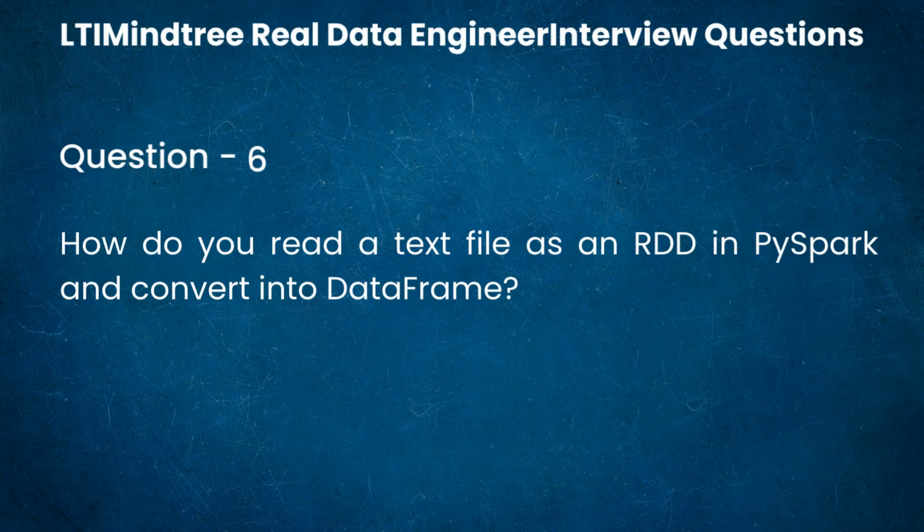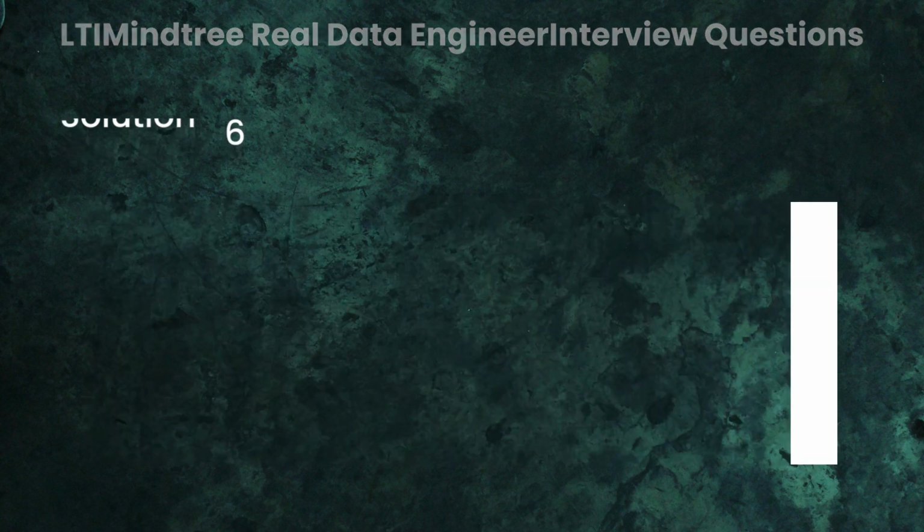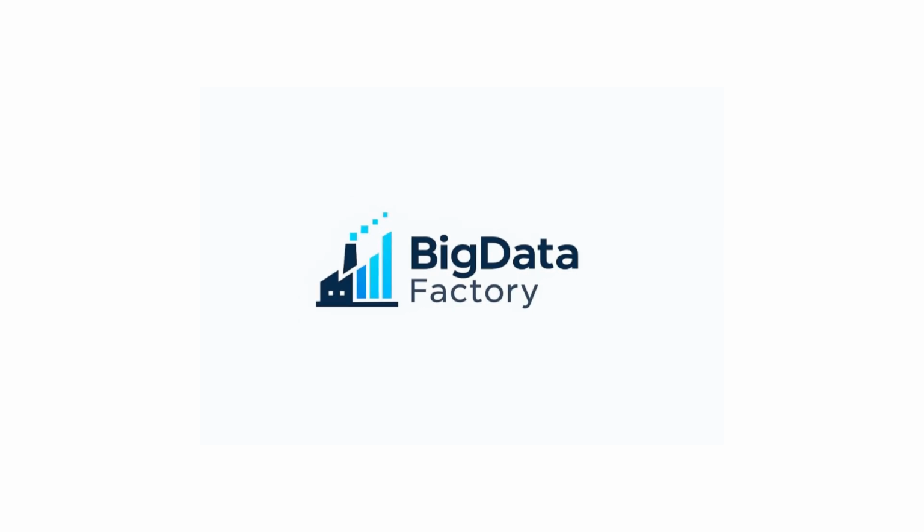And coming to the next question, how do you read a text file as an RDD in PySpark and then convert it into a data frame? To read a text file as an RDD in PySpark, we use the sc.textFile method which returns an RDD where each element is one line from the file. And then to convert that RDD into a data frame, we can use the .toDF method. So these were the hands-on PySpark questions that I faced during my LTIMindtree interview.